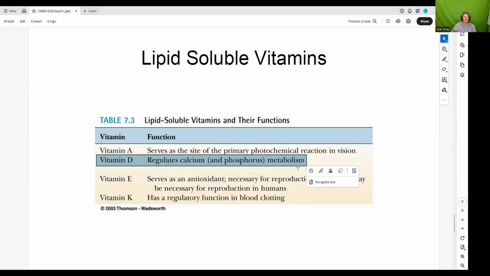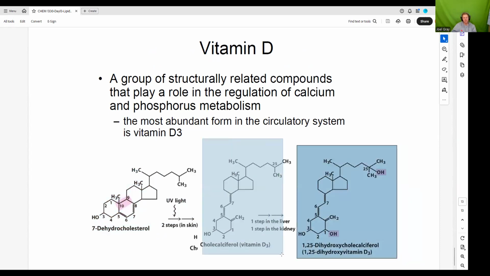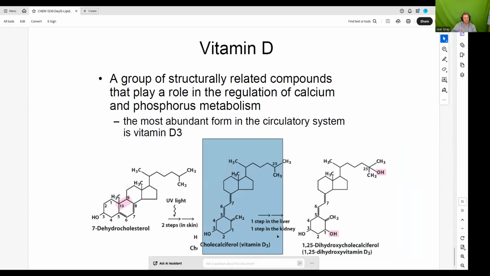And the reason that you can say that is because this molecule right here, 7-dehydrocholesterol, is more or less activated by UV light. So just by getting sun exposure, your body begins to metabolize this molecule into the active forms of vitamin D, which are this guy right here and this guy right here. Now, there are some steps that are required within the liver and the kidney for this to take place, but that's kind of where it gets started.